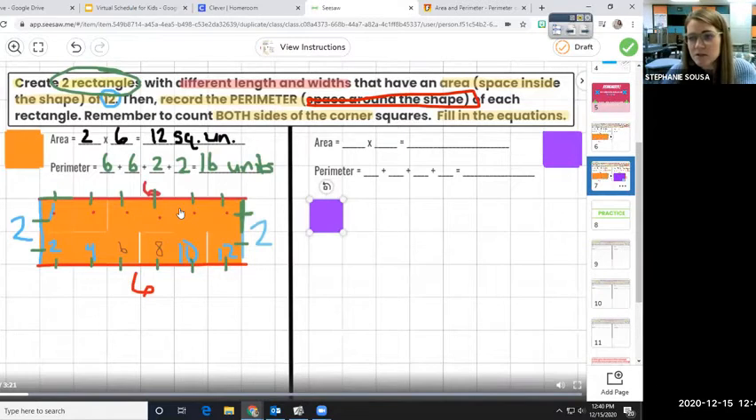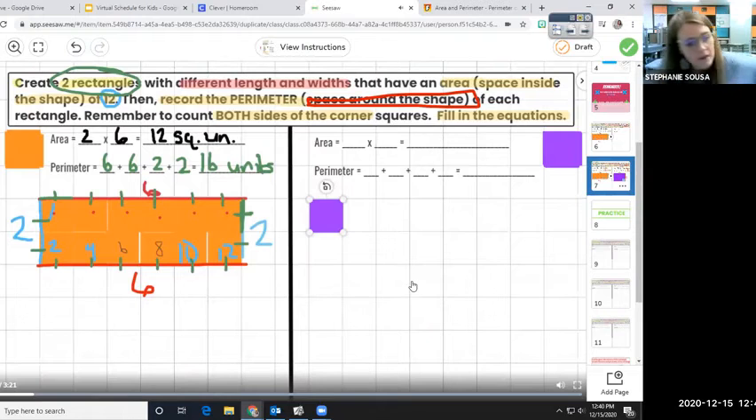Remember, I'm Miss Sousa. Look at me. I'm still Miss Sousa, okay? We want a completely different one, not one that's been turned. We want one that has been changed, okay? Here's how we're going to change that rectangle.